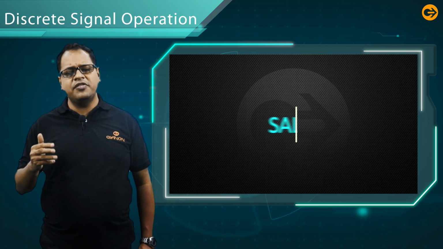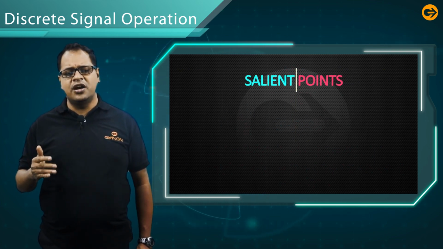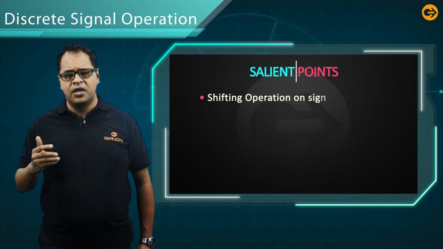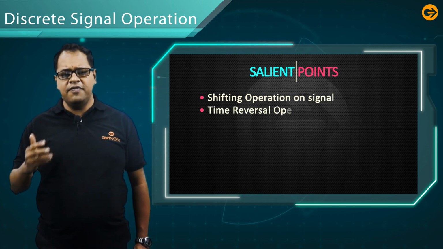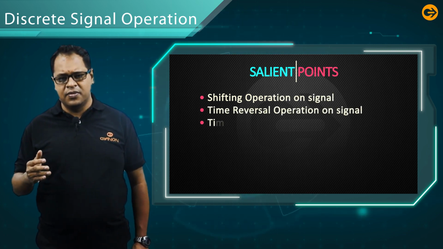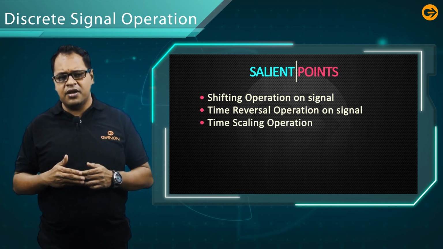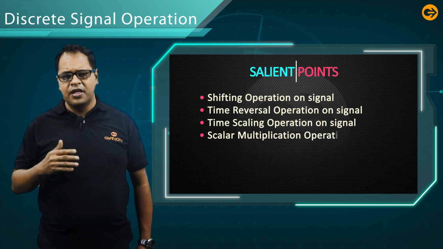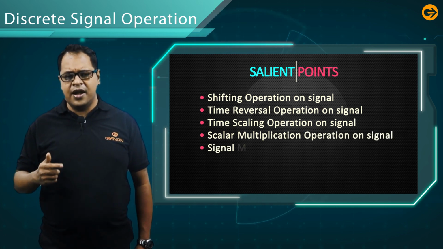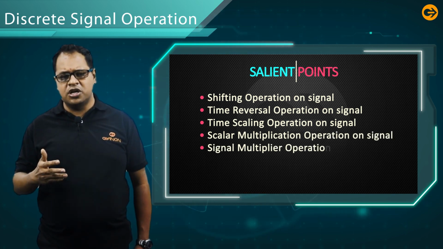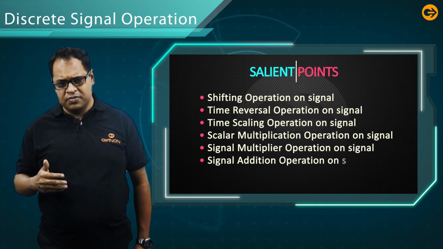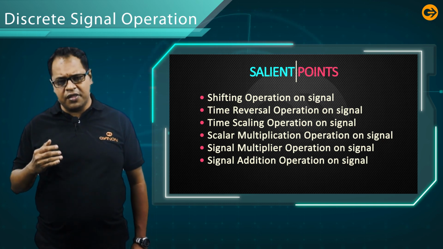So what have we discussed in this lecture? In this lecture, we discussed shifting operation on signal. Then we discussed time reversal operation on signal. After that, we discussed time scaling operation on signal. Next, we discussed scalar multiplication and signal multiplier operation. After that, we discussed signal addition. That's all for this segment.